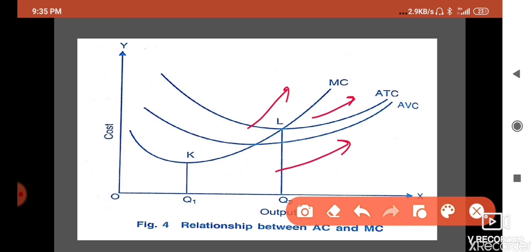So why is it so? Because marginal cost is higher than average cost, and it pulls up the average cost, leading to a rise in the average cost. So why will TVC rise? Total variable cost will be more, because after the optimum level of resources, cost will increase after every additional unit. Due to TVC, AVC will also increase and ATC will also increase, and marginal cost will also increase.